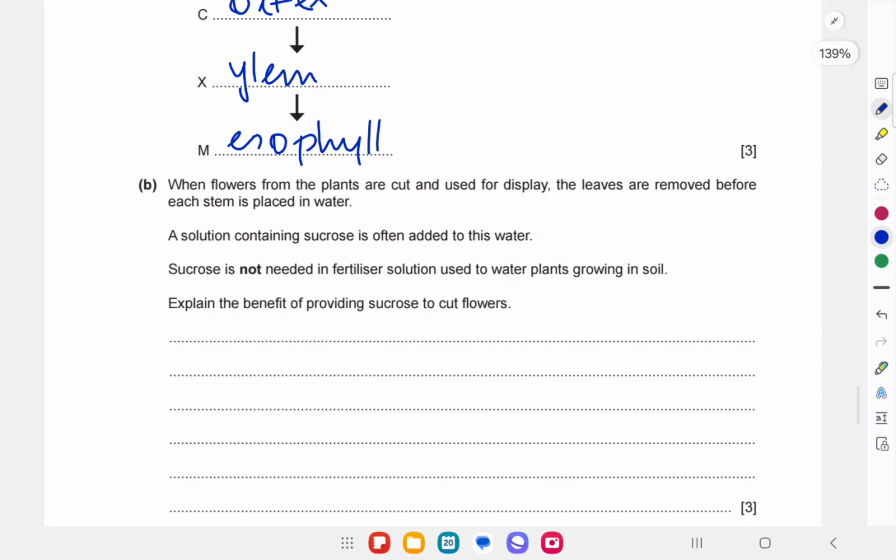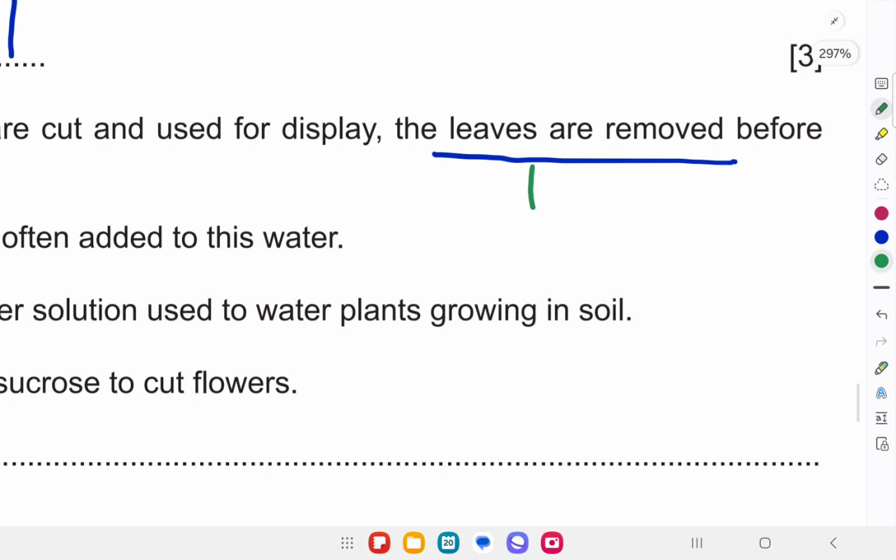When flowers from the plants are cut and used for display, the leaves are removed before each stem is placed in water. A solution containing sucrose is often added to this water. Sucrose is not needed in fertilizer solution used to water plants growing in soil. Explain the benefit of providing sucrose to cut flowers. Okay. So when the flowers are cut, the leaves are removed as well. And what are the leaves doing? The leaves are performing photosynthesis.